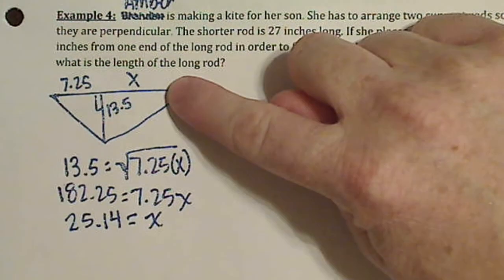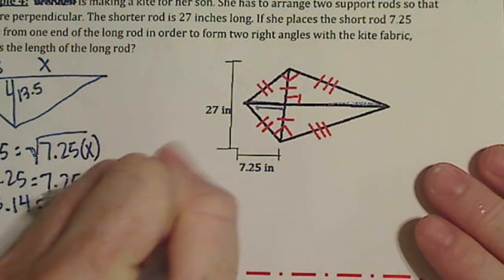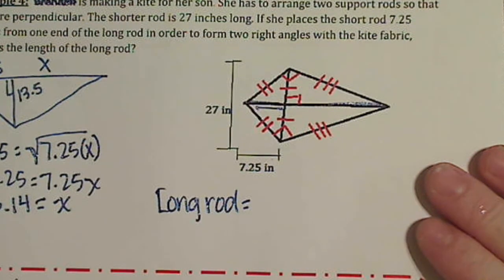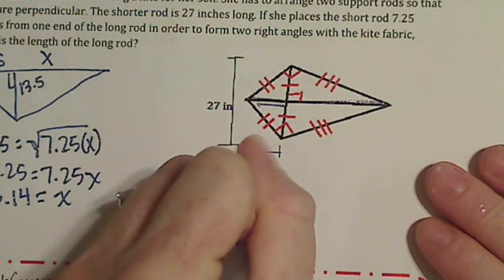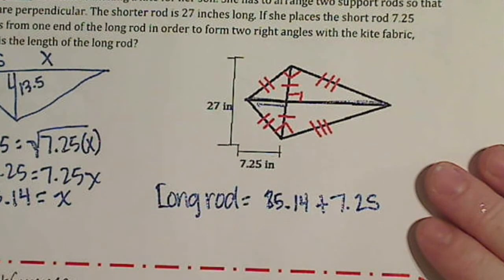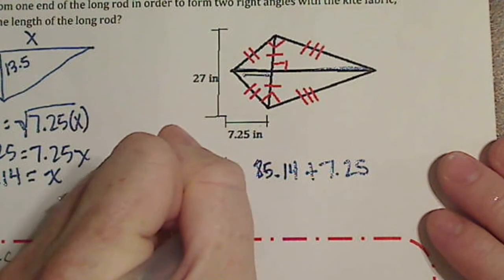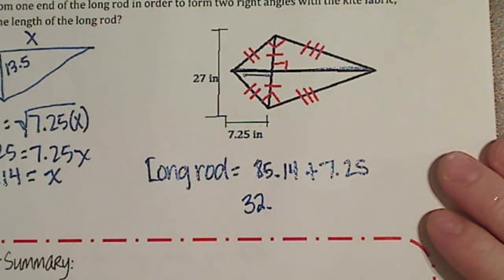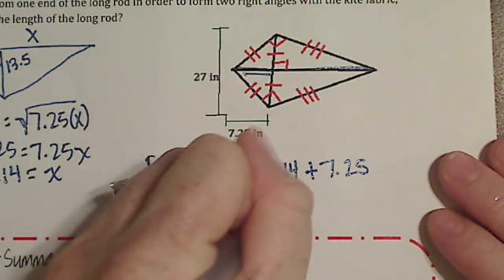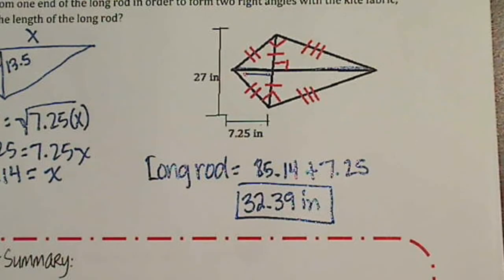Now that's just that little piece. I want to know the length of the whole thing. So the long rod is actually our answer that we got of 25.14 plus 7.25. Our answer, you should get about 32.39 inches for your answer.